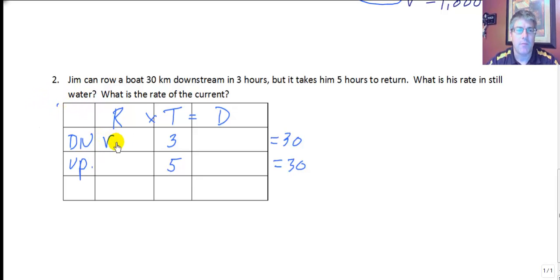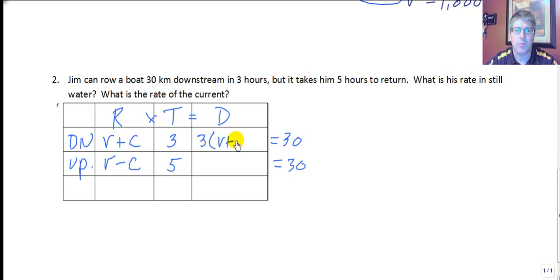So if I'm going downstream, the current is pushing me, it's making me go faster, so I'm going to add the rate of the current to my effort. And when I'm going upstream, I'm going against the current, it's going to slow me down, so I have subtraction here. And this does make sense. This is going to be a slower speed, so it's going to take more time to go the same distance, 30 kilometers up and 30 kilometers down.